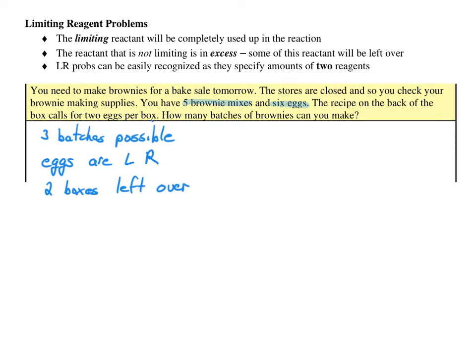This is a limiting reagent problem. You already instinctively know how to do that. What we're going to do now is formalize the thought process so that you can follow the same thought process towards chemistry problems that you just did for this brownie problem.